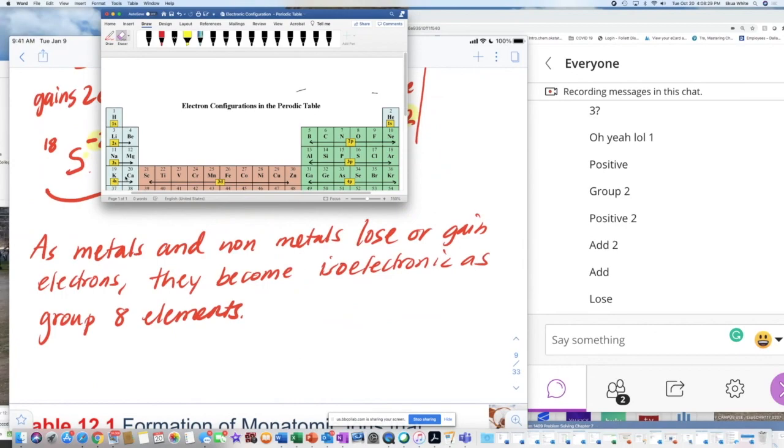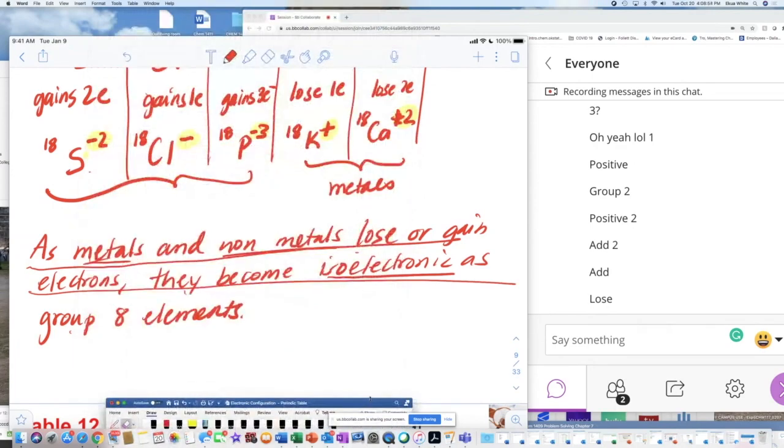The octet rule explains the behavior of metals and nonmetals. Metals will lose, nonmetals will gain electrons, or nonmetals will share electrons to become isoelectronic with group 8 elements, and they call that the octet rule. Okay, so down the road, we'll talk about this in the context of bond formation.